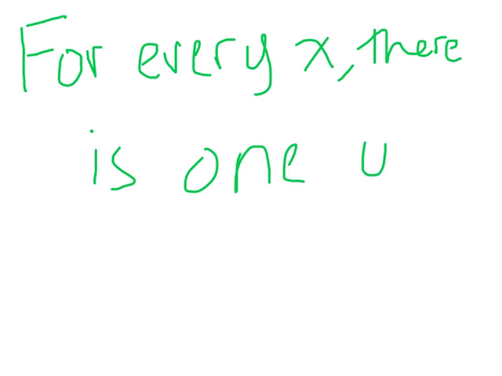What is our rule for a function? For every x, there is one y. We can also say that for every input, there is one output. So this is our input, x. There is one output.